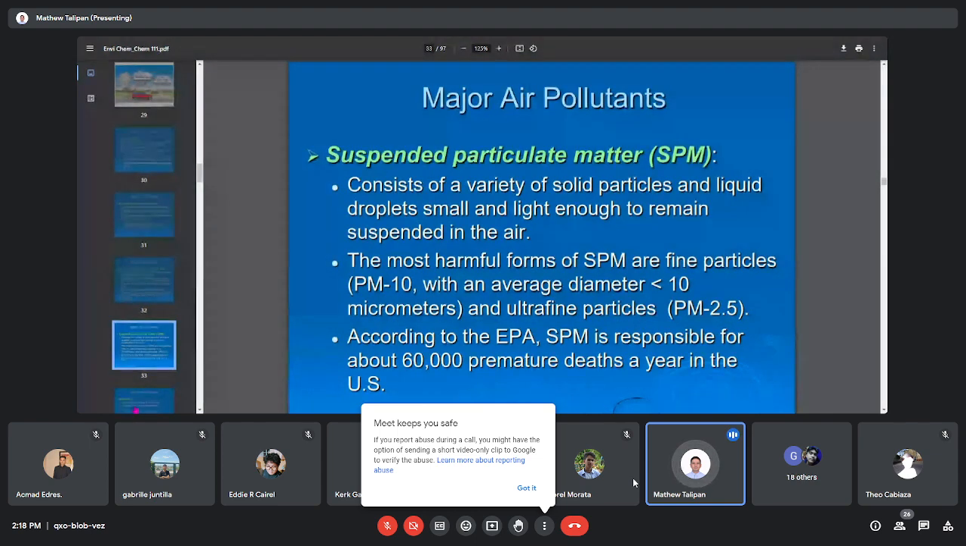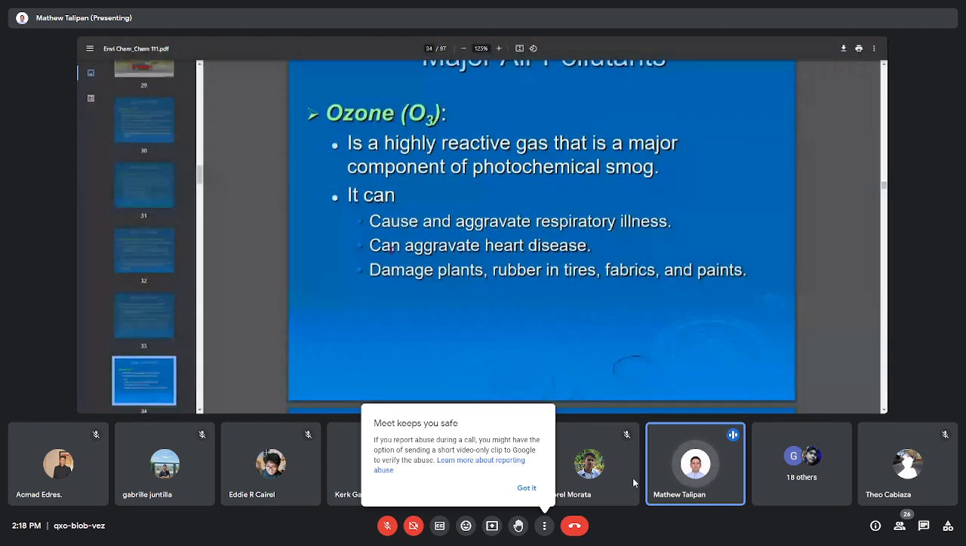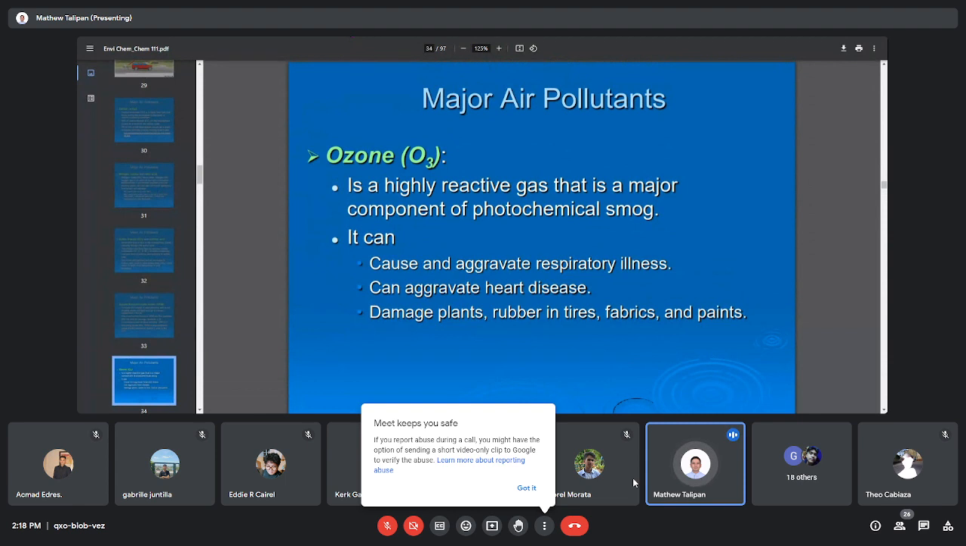Aside from this, we have ozone. Earlier we learned that ozone is beneficial in the stratosphere because it filters harmful UV radiation. But when it is in the troposphere, it is considered a pollutant because it is a byproduct of primary pollutants interacting with other kinds of pollutants, and they form ozone, which is one component of photochemical smog.